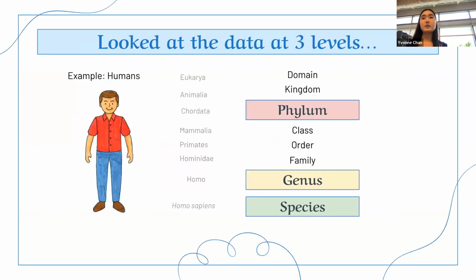Once we got the data, I decided to look at it on 3 different levels to get a different snapshot of the data. And so I first looked at it on the phylum, then the genus, and then finally the species. So if we take humans as an example, the phylum would be Chordata, the genus would be Homo, and the species would be Homo sapiens.